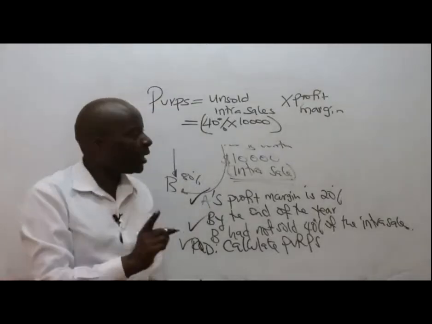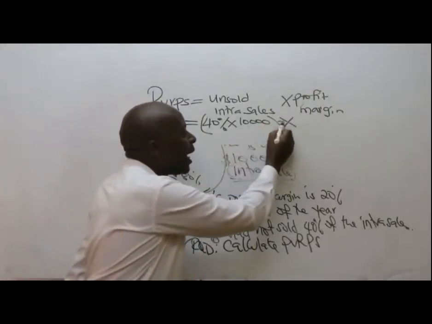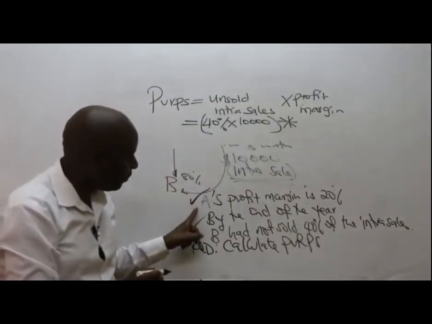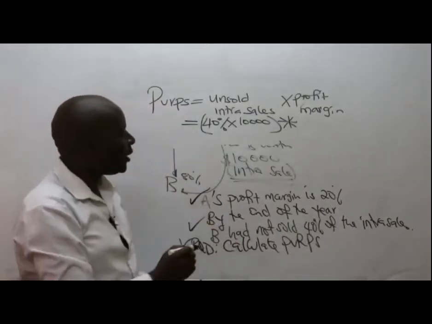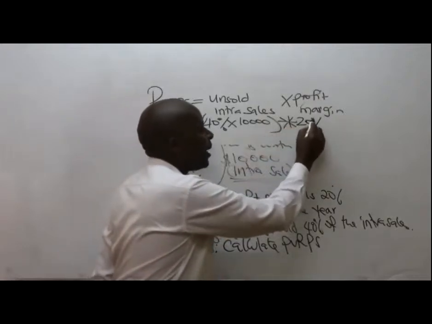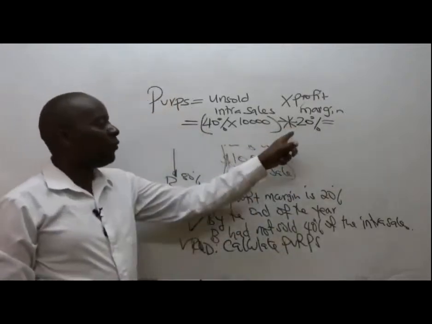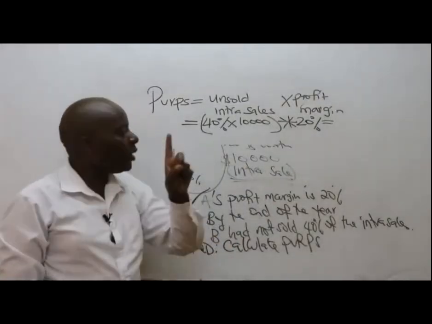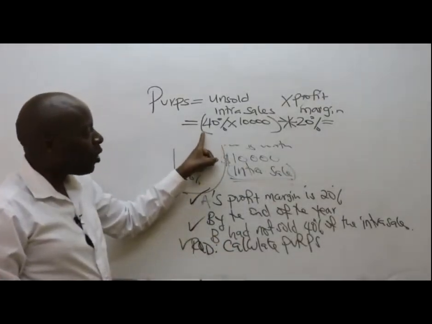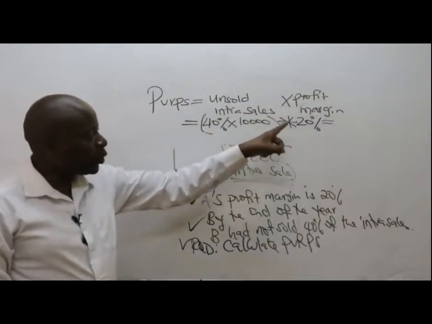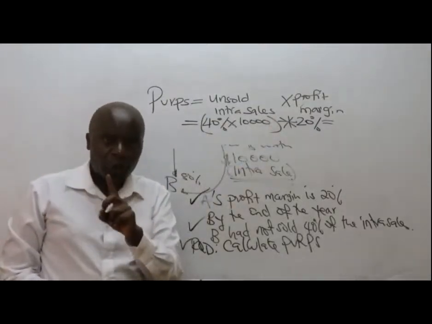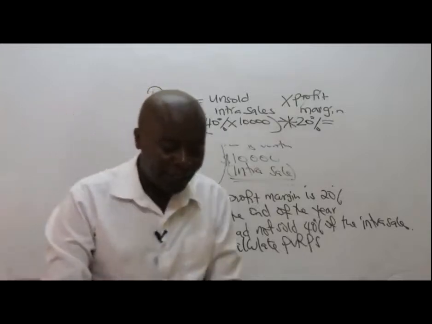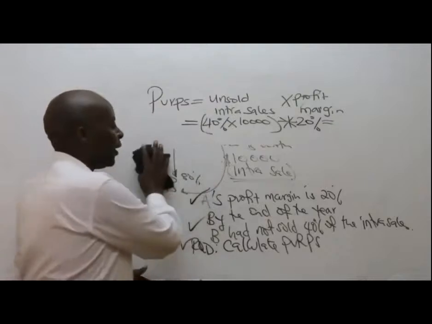The unsold intra sales times the profit margin. Fortunately, they have given me the profit margin. They told me that A's profit margin is 20%. So could you kindly give me this figure? Using your calculator or even Excel, you take 0.4 times 10,000 times 0.2. 20% is the same as 0.2, 40% is the same as 0.4. So kindly give me this figure.